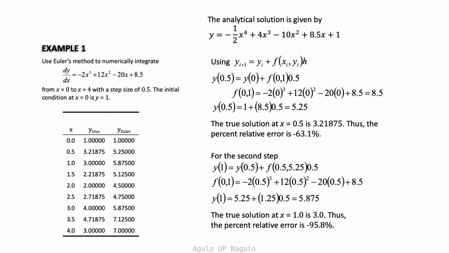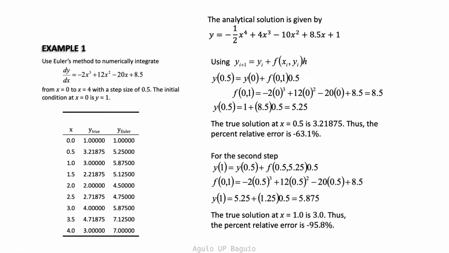The technique is seen best with an example. Consider the ordinary differential equation shown. Let's first solve the ODE analytically. Using techniques we learned from calculus, we obtain the solution as shown. y equals negative 1/2 x to the fourth plus 4x cubed minus 10x squared plus 8.5x plus 1.